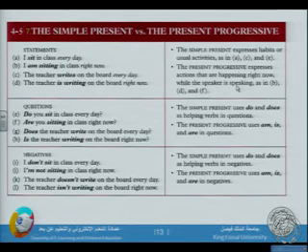So here is finally a comparison between the simple present and the present progressive. If you read these statements, like here, I sit in the class every day. Is this a present continuous or a simple present? It's a simple present. Why? Is there an indicator? Yes, the indicator is every day. Every day indicates simple present.